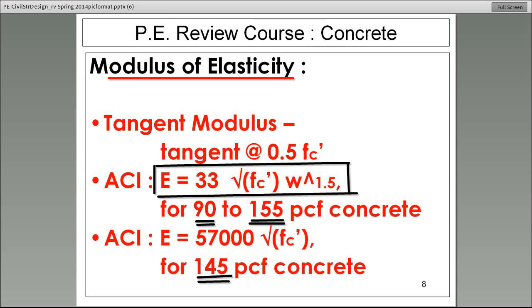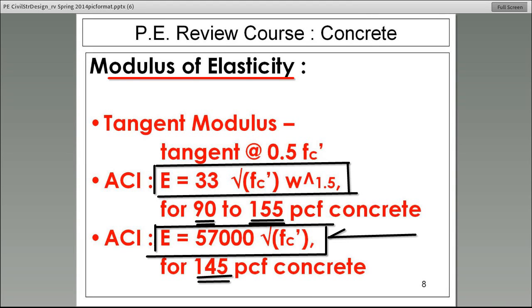Normal weight concrete has a unit weight somewhere between 145 to 155 PCF, pounds per cubic foot. Now, assuming 145 PCF, ACI has come up with this equation here. They substituted 145 for W in that top equation, and then reduced it to this. And this equation you may have an opportunity to use on the test, all right?